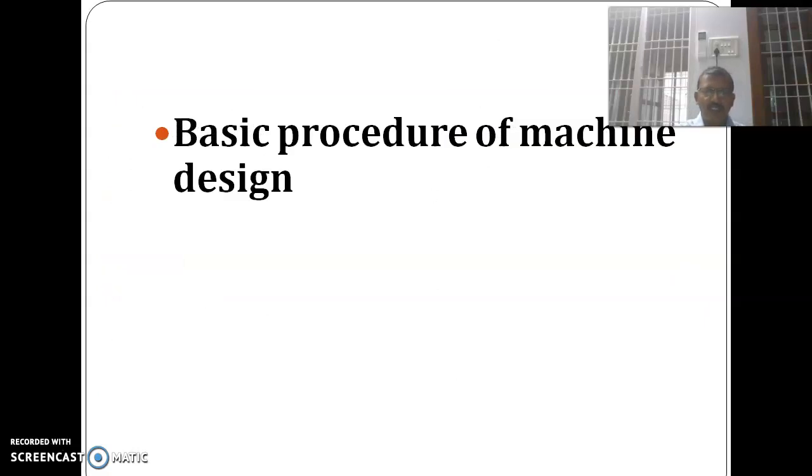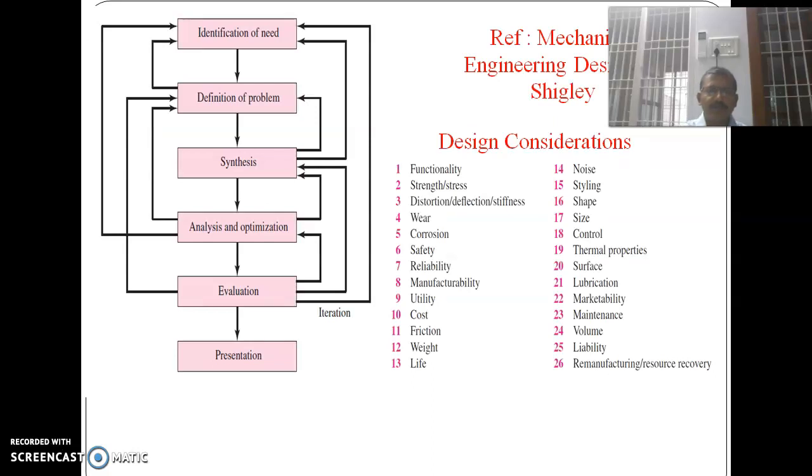Next we'll discuss the basic procedure of machine design. These are the six-step procedure described by Shigley: identification of need, definition of the problem, synthesis, analysis and optimization, evaluation and presentation. These are all the six steps.